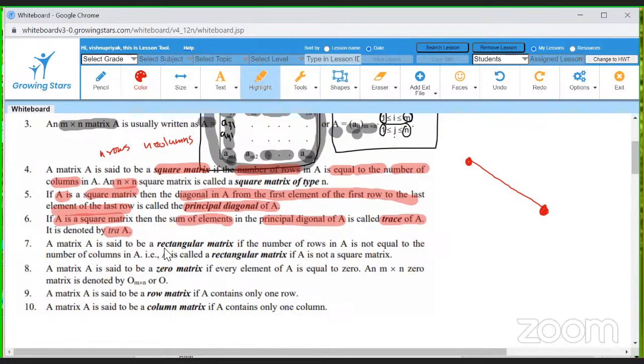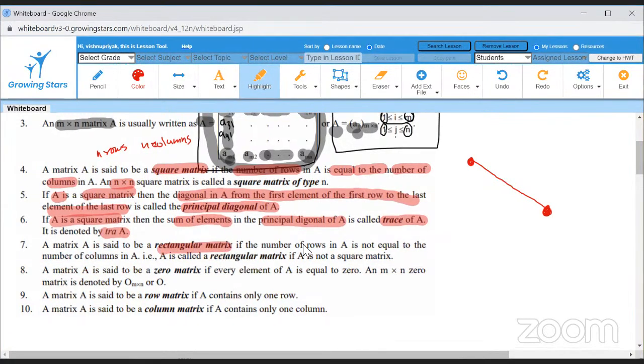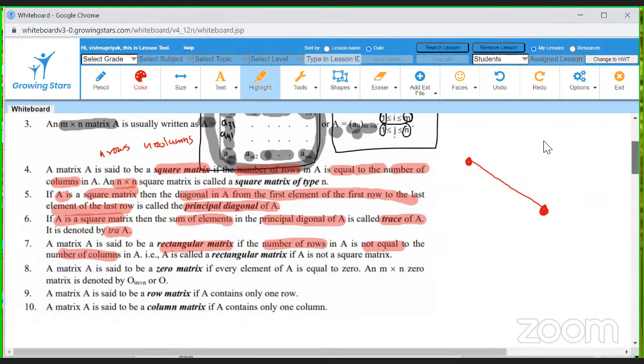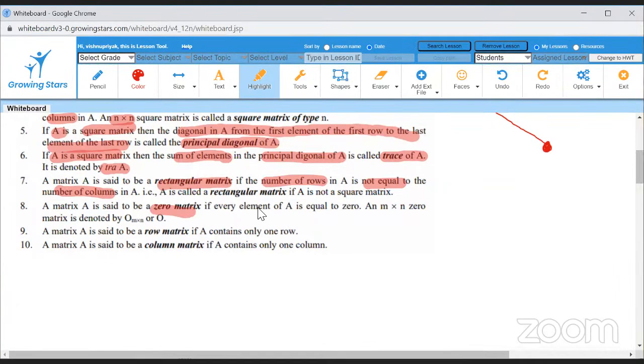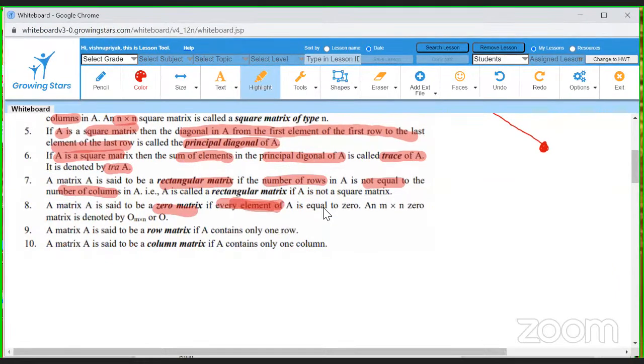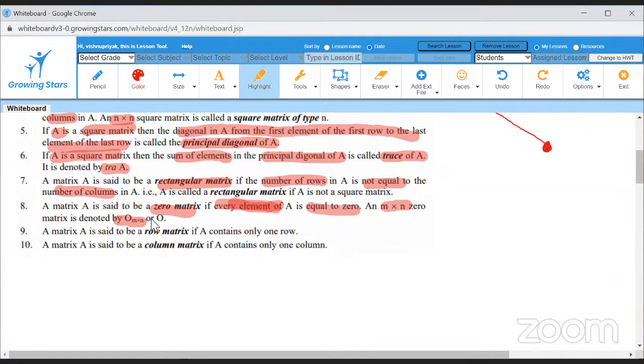Now, in a rectangular matrix, the number of rows is not equal to the number of columns. Zero matrix: every element of A should be 0. If m by n is the order of the zero matrix, you write like this. Or you can write the zero matrix like this.